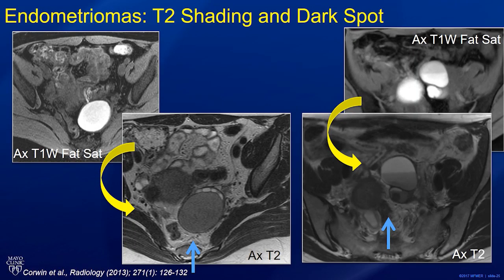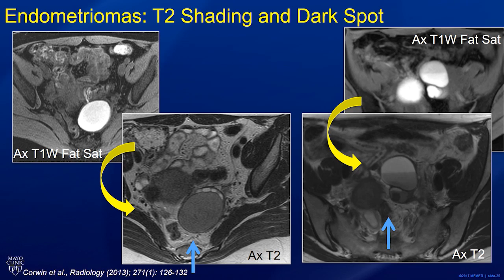At MRI, what are some of the characteristics that can help us differentiate endometriomas from hemorrhagic cysts? Well, the T2 shading can be seen, as you've seen in the case on the far left-hand side of the screen. And the T2 dark spot, described by Dr. Corwin, increases that specificity even higher, above 90%. So when you see those T1 hyperintense lesions with the shading and the T2 dark spot, you can be fairly confident. Additionally, of course, we can often see a T2 hypointense rim around the endometrioma.